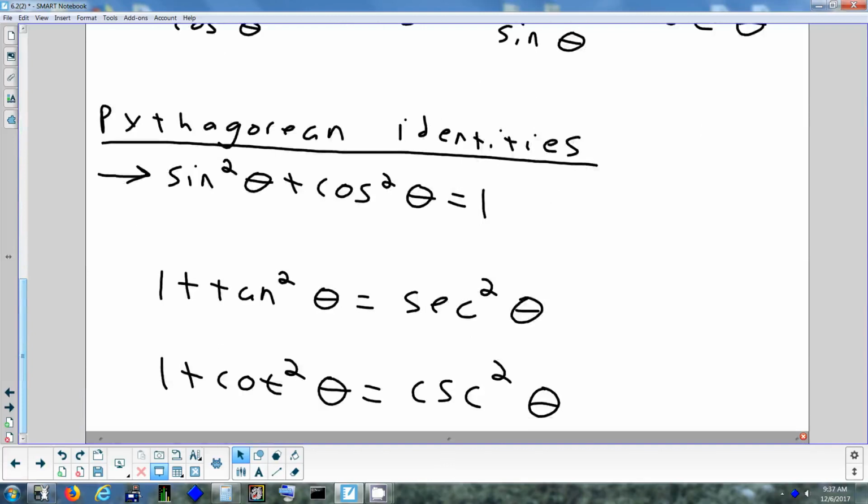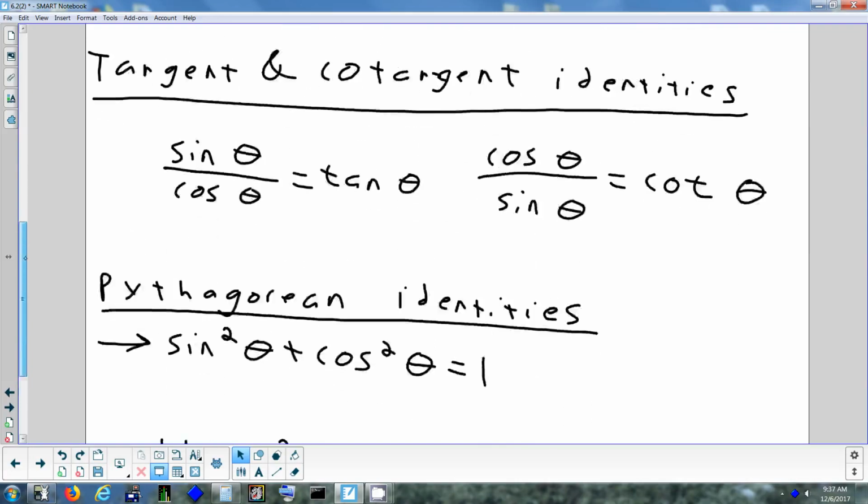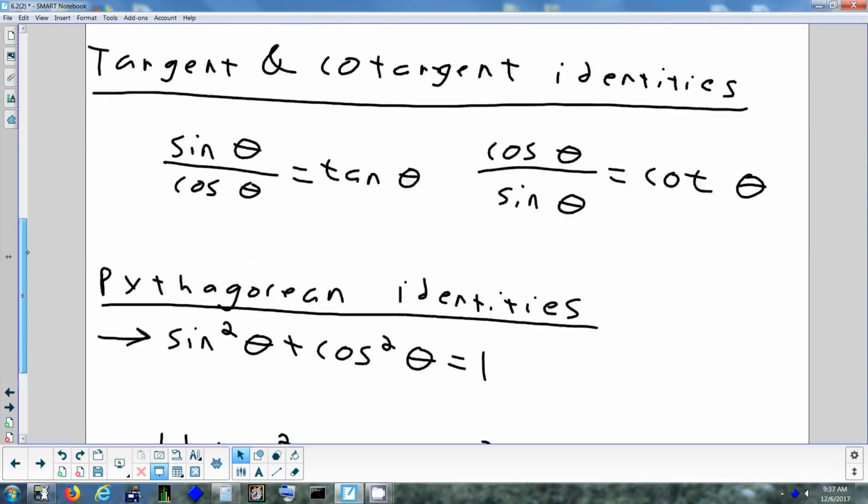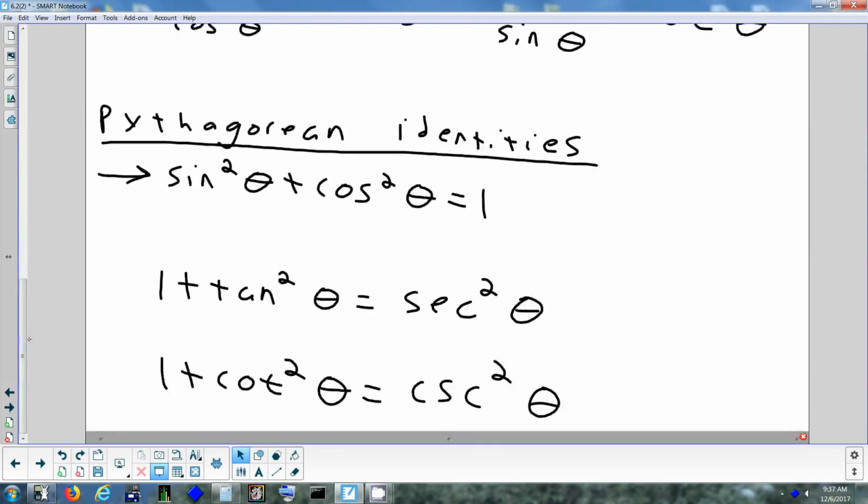Okay, so if you ask somebody what would be considered the fundamental identities in trig, they would probably say the reciprocal ones, the Pythagorean ones, and maybe the tangent and cotangent. Those are also called quotient identities. Okay, but don't worry about the Pythagorean identities today.